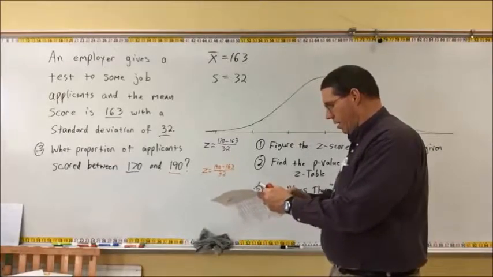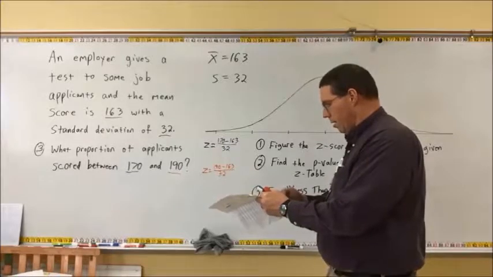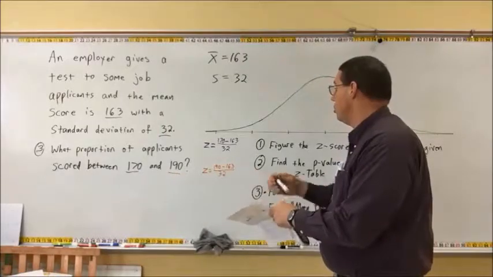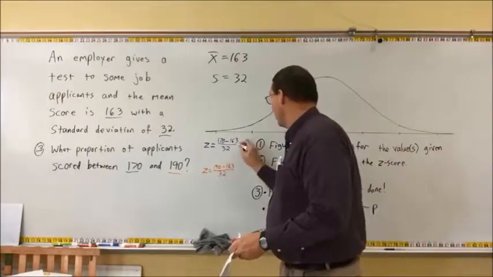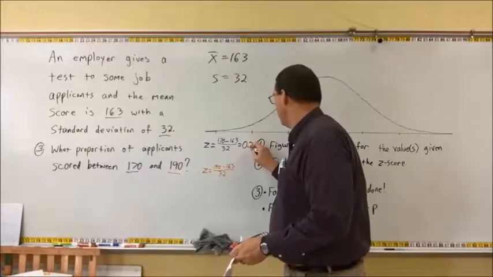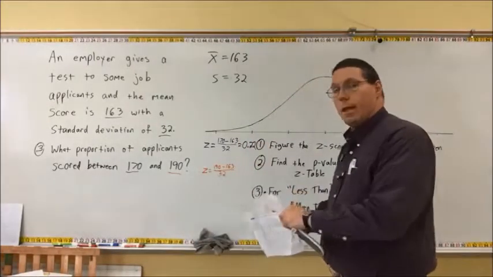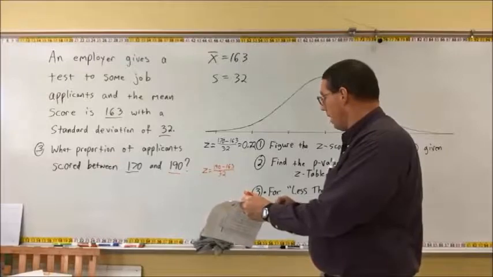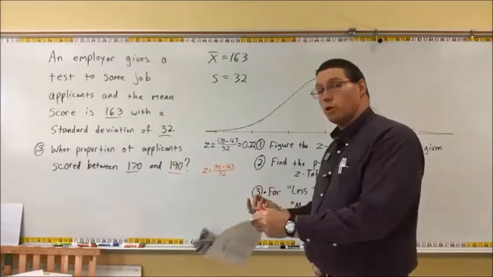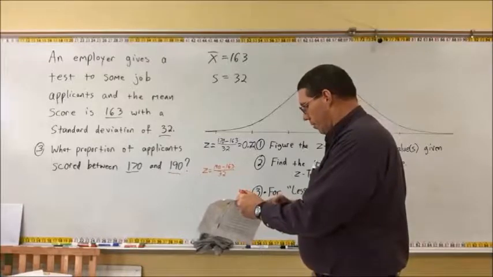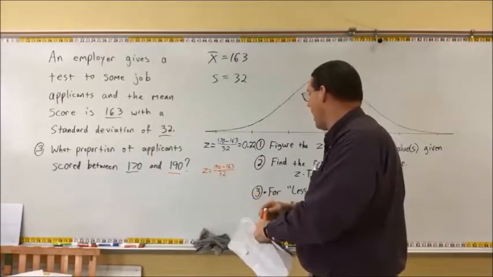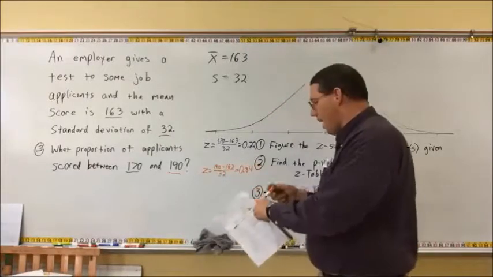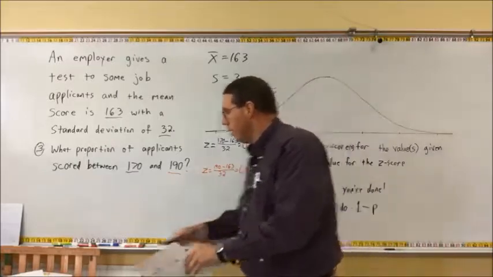So we got 170 minus 163 is 7. Divided by 32 gives us 0.22. So our z-score for 170 is 0.22. Okay? Now, let's do the z-score for 190. We're going to do 190 minus 163, which gives us 27, divided by 32 gives us 0.84. And now what we need is we need to turn both of those.